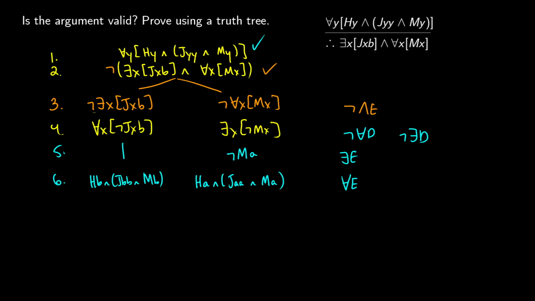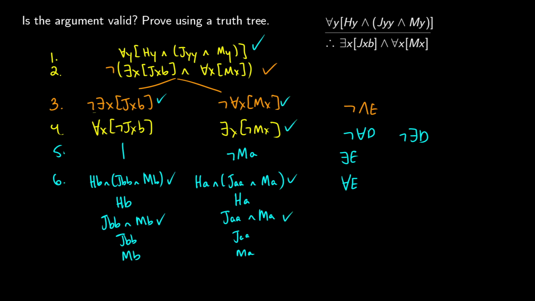Okay, so now we got to do some boring stuff. We got to break all these apart. So don't need to draw a line there, but I need to do one with HB, then one with JBB and MB, and then break this up into JBB and MB. So those get completed. And on the right, I have to do the same thing, HA, JAA, and MA. Then I'll get one with JAA and one with MA. So this is complete, this is complete, this is complete, and this is complete.